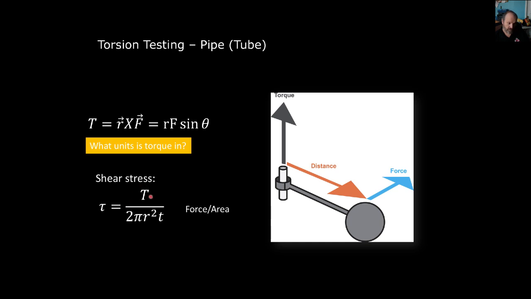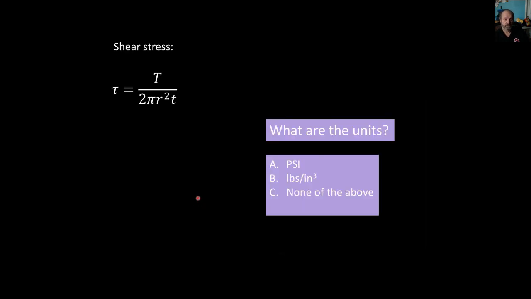So if you look at T in the numerator here, say, okay, that's RF, then you're going to get F over RT. And RT is dimension units, right? So you've got force over area again. So shear stress has the same units as engineering stress or true stress, right? It's force over area. Pretty cool. Okay. So the shear stress tau is equal to the torque divided by 2 pi r squared t.